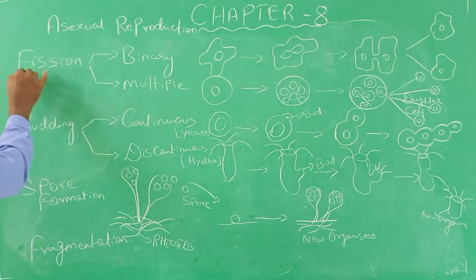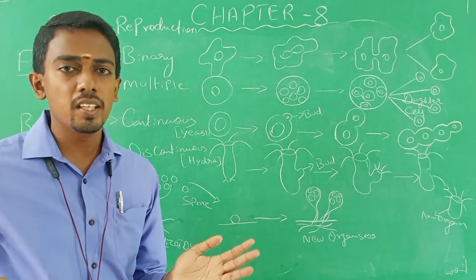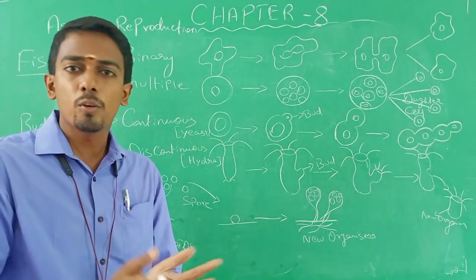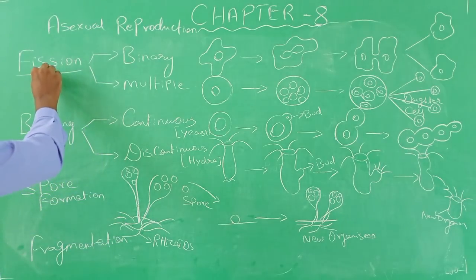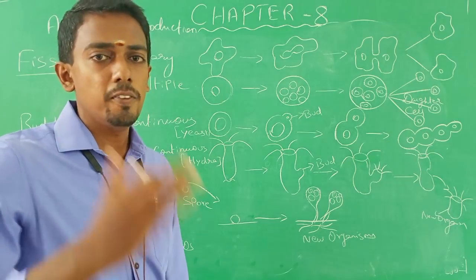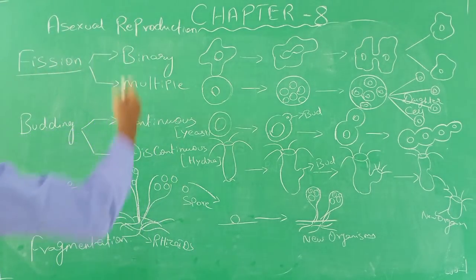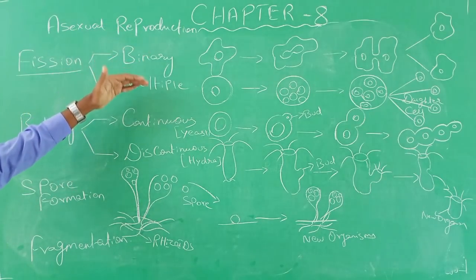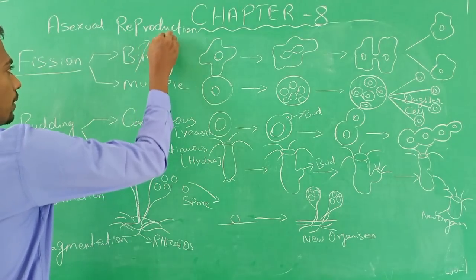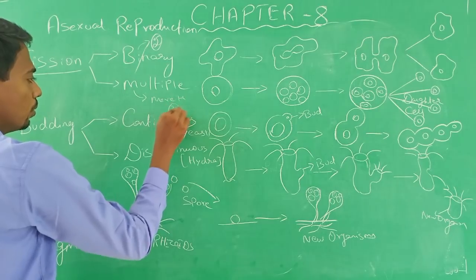Yes, the first one is fission. Fission means splitting. It divides into two or many, that is called fission, which means a breaking down process. Fission is of two types based on how many cells are produced at the end of asexual reproduction. Fission is broadly divided into two, that is binary fission and multiple fission. Bi, you know that it is 2. Multiple is more than 2 to infinite.